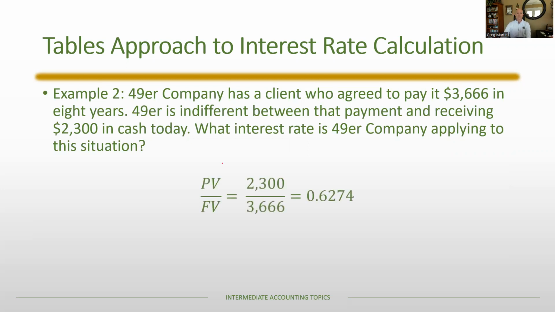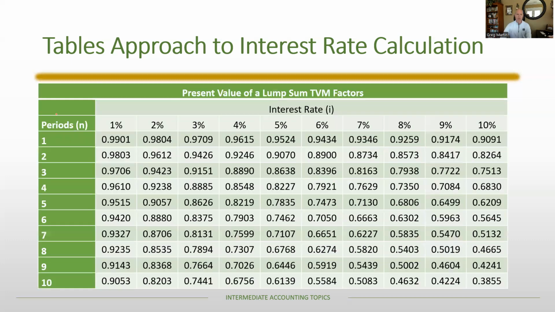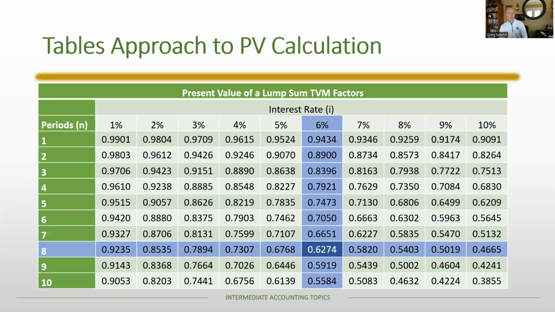All right, so again, we're going to be using the present value factor table. And so the ratio of present value to future value is 0.6274. And so that is the factor that we're looking for. And we're looking for that factor in the 8-year row. So that's where we're focused. And so on the next page, we can look at the 8-year row, and we're looking for 6274. So we can see in that row, we can find that factor, and we can see that that factor corresponds to 6%. And so we know that the interest rate that they're using is a 6% interest rate.